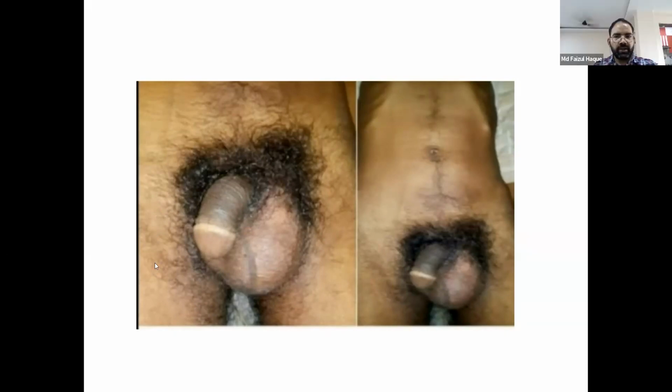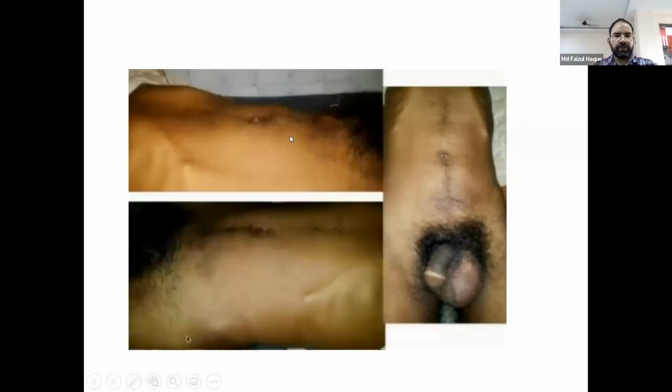Okay. Also comment upon the secondary sexual characters. It is well developed. Because sometimes a hypogonadotrophic patient may present because of a testicular mass. And in the lateral view, can you appreciate anything? As such, in these images, I can't appreciate any mass.